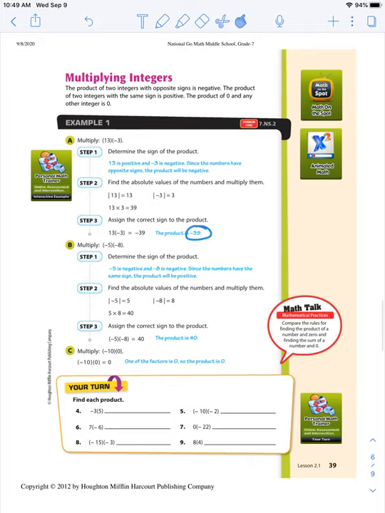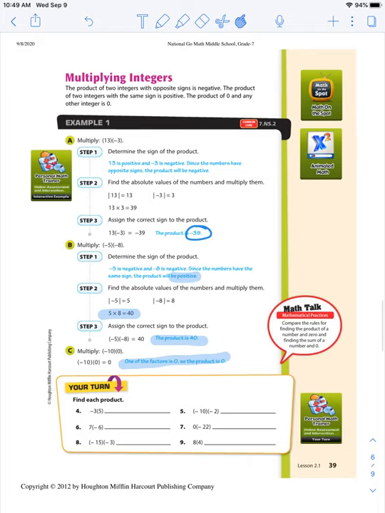All right, part B, I have negative 5 times negative 8. A negative times a negative is going to be a positive. So then I find the product of 5 times 8, which is 40. And I know my final answer is positive, so the final answer is positive 40. All right, last one, I have negative 10 times 0. One of the factors is 0. If you multiply by 0, your answer is always 0.